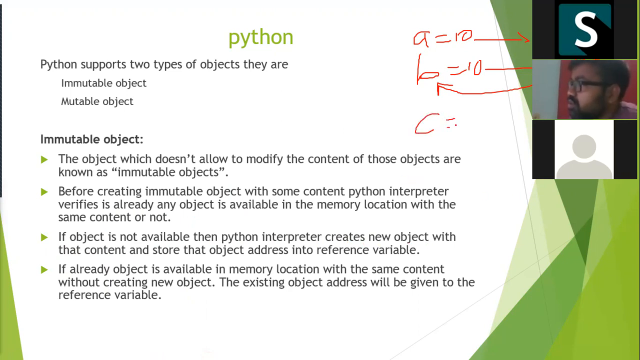If the object is not available, then the Python interpreter creates a new object with the content. If I say C equal to 20, this is new content, not created before, so it will create a new object for this content. That is my 20 value, which we discussed. If it is already available in memory with the same content, without creating the object, the existing object address will be given to the reference variable. So this is an immutable object.